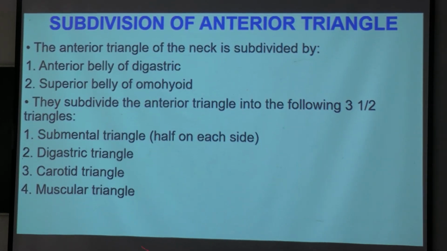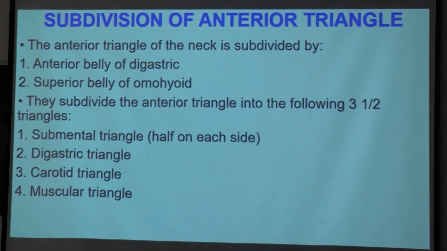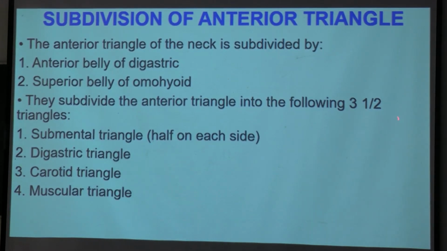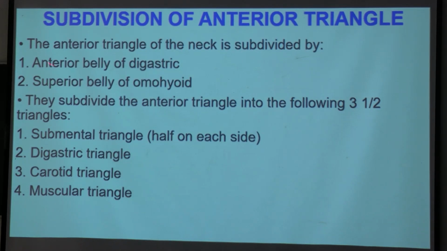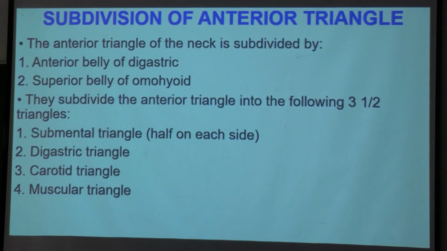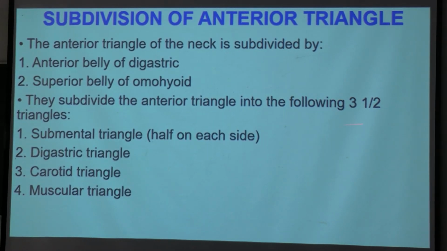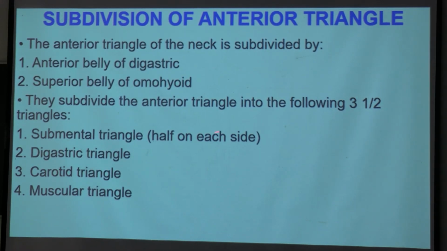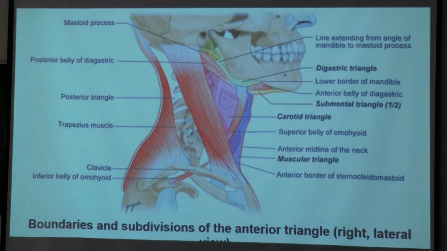Next are the subdivisions of the anterior triangle. It consists of 3.5 triangles. The anterior triangle of the neck is subdivided by two structures, the anterior belly of digastric and the superior belly of omohyoid, into these 4 triangles, 3.5 mainly: submental triangle, half on each side, digastric triangle, carotid triangle, and muscular triangle. See here, the color coding has been done.